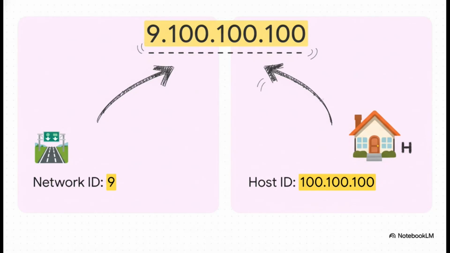Okay, let's make this concrete. Look at this address, 9.100.100.100. In this specific setup, that first number, the 9, is the network ID. That's our street. And the rest of it, the 100.100.100, that's the host ID, the house number. This split, this distinction, it's everything.